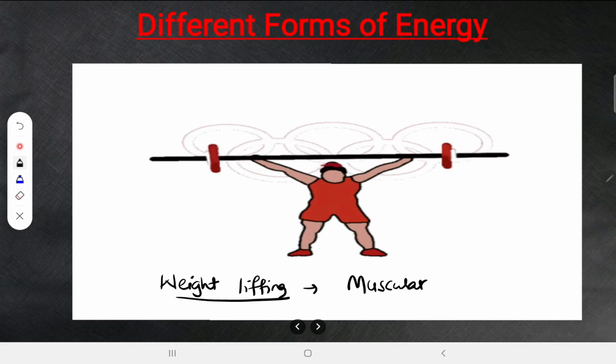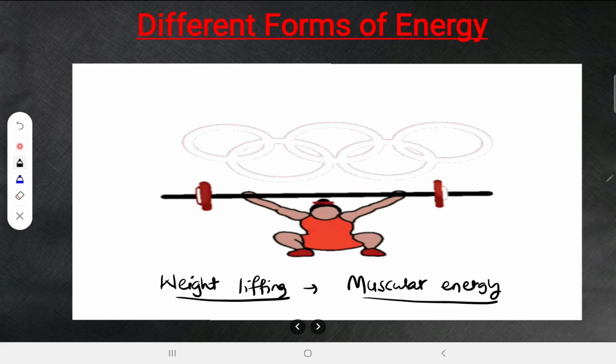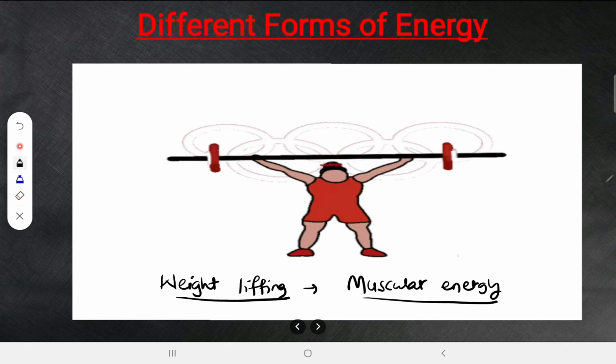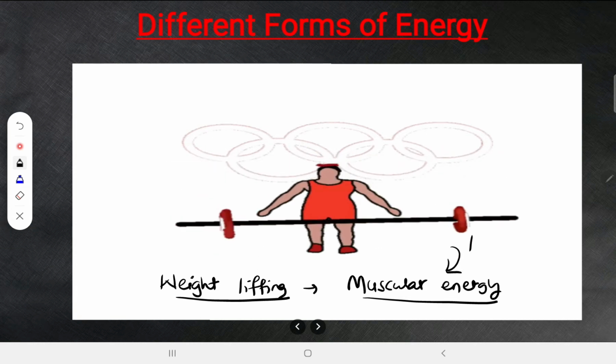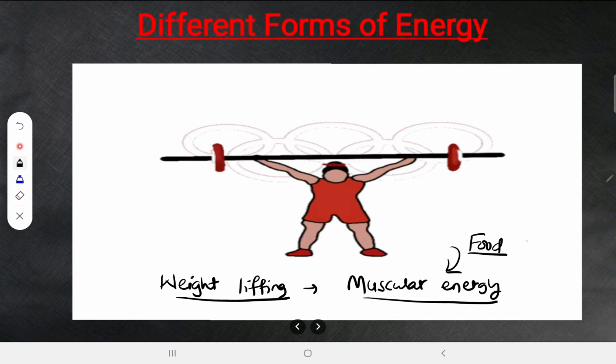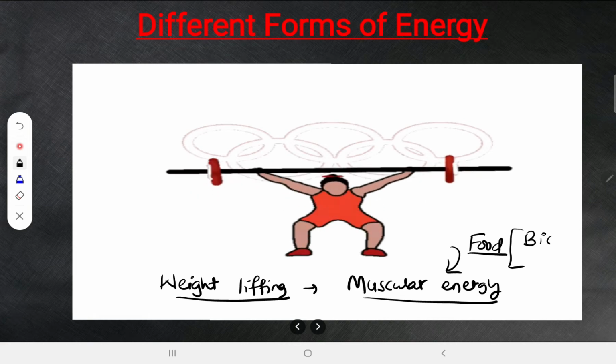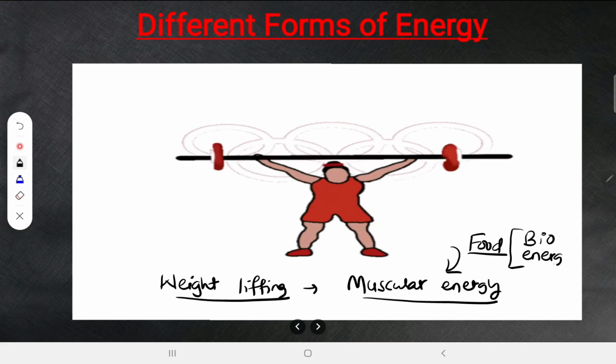Don't you think in her body there are so many muscles and they have got energy, and why is this muscular energy there? Definitely she must have eaten food. Because of food she must have got muscular energy. Food is again what kind of energy? You can call it bioenergy. Biochemical energy also you can call it.